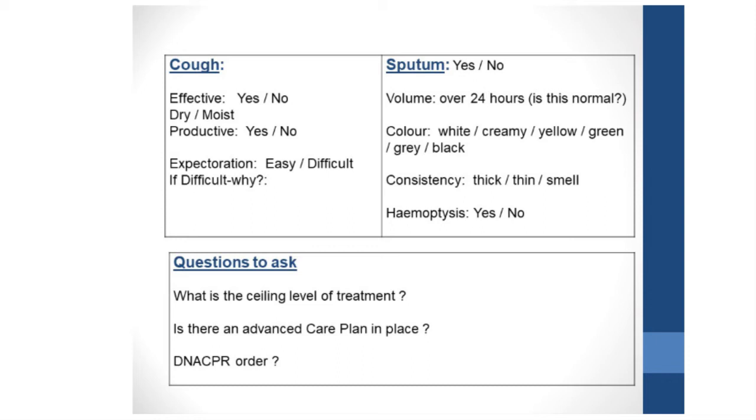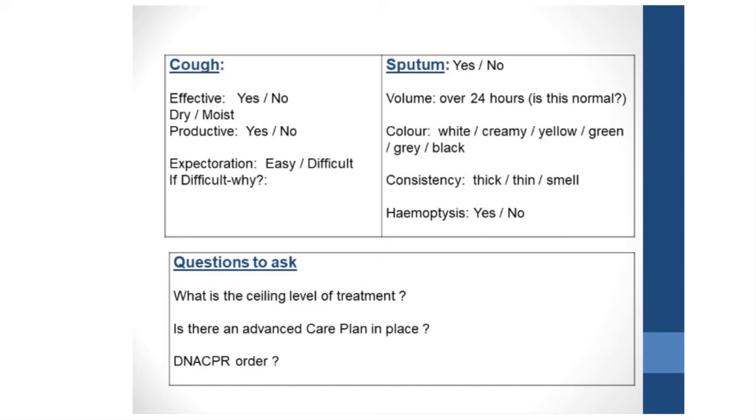So questions then as well that you would like to know is, what is the ceiling level of care for this patient? Are there any advanced care plans in place? And is there a do not attempt cardiopulmonary resuscitation order on this patient in the community as well?